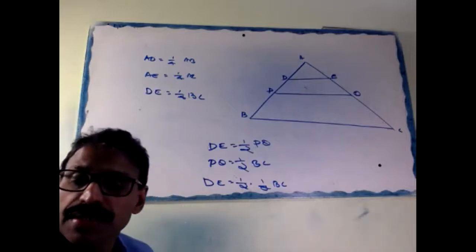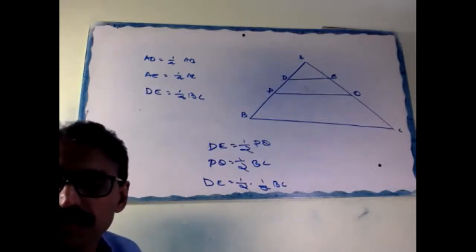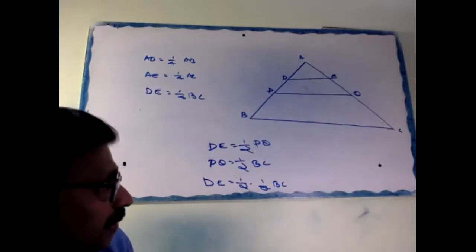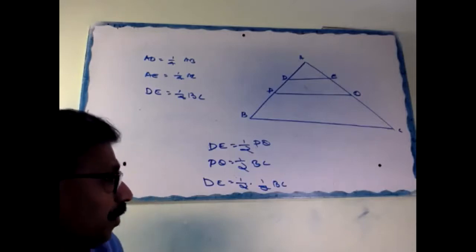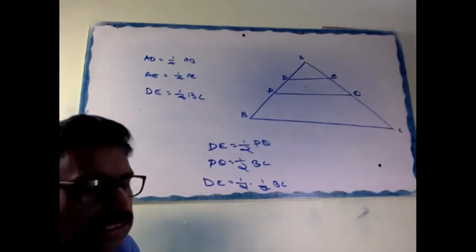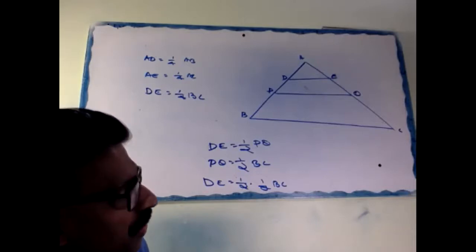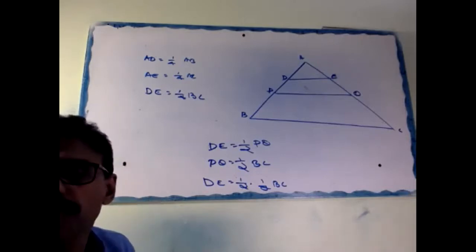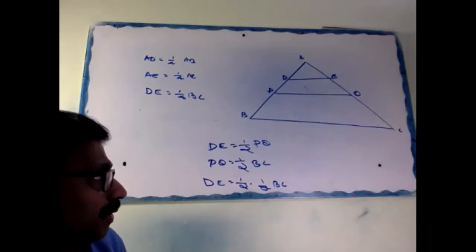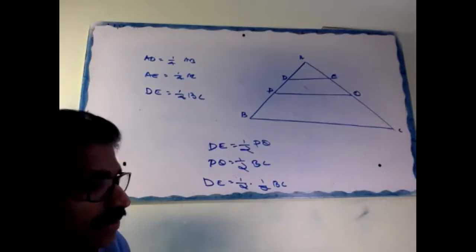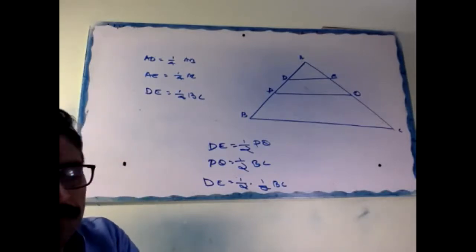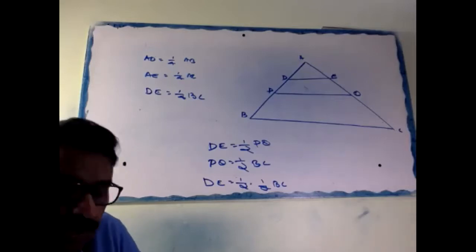Construction. Mark P as the midpoint of AB and Q as the midpoint of AC. Join PQ.